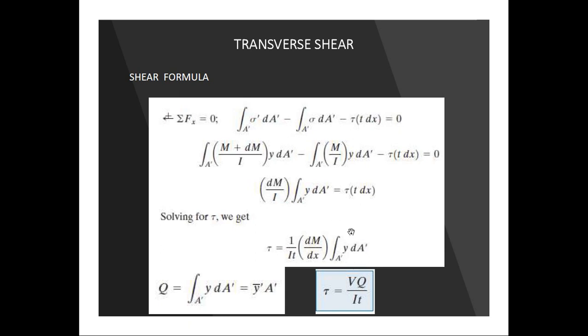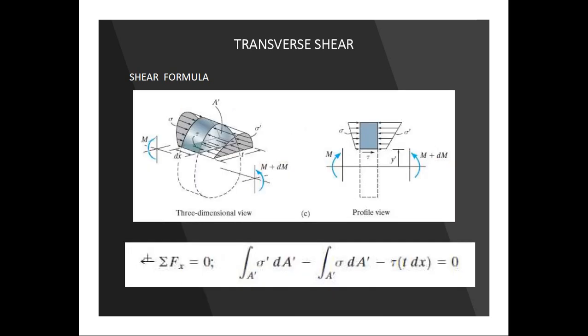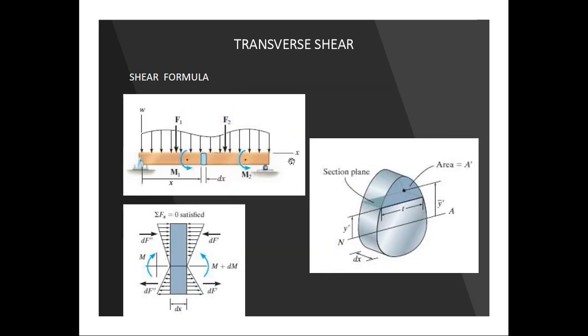And what is this basically? This is denoted by Q. This is the first moment of area about the neutral axis. This is the area we are talking about, and this is the centroid of the area, the distance of the centroid of this area to the neutral axis. So Q will be A dash into y bar dash.